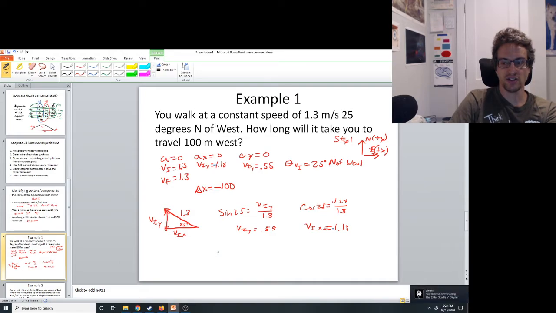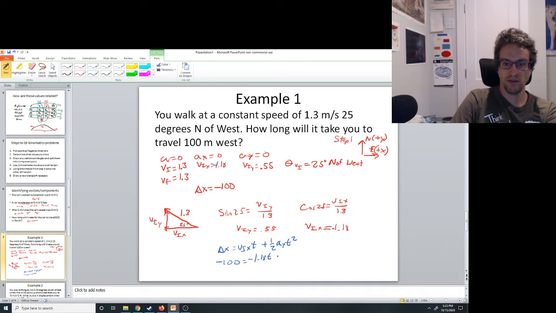I can do kinematics, right? So I've got change in x equals v initial x times time plus 1/2 ax t squared. Negative 100 equals negative 1.18 t plus 0. T comes out to be 84.7 seconds. And that's my answer.